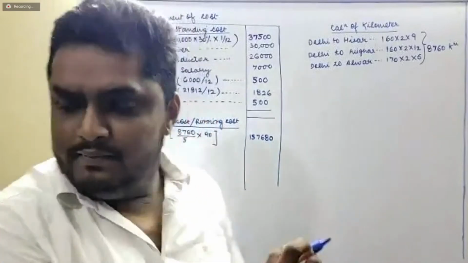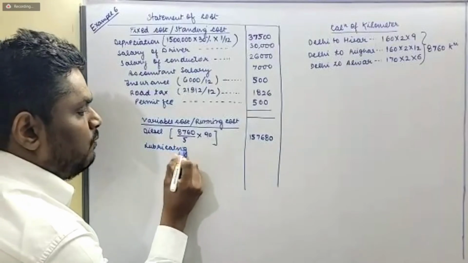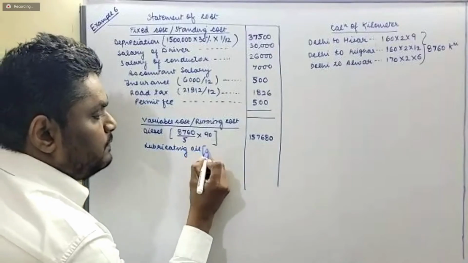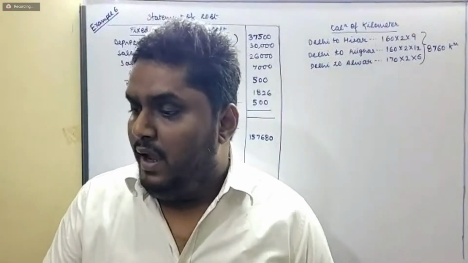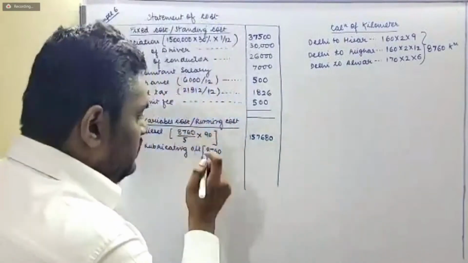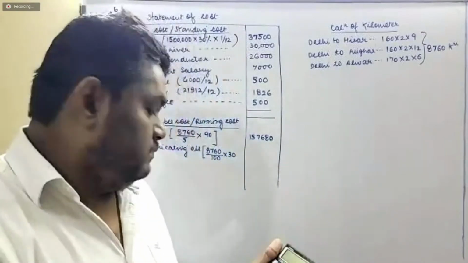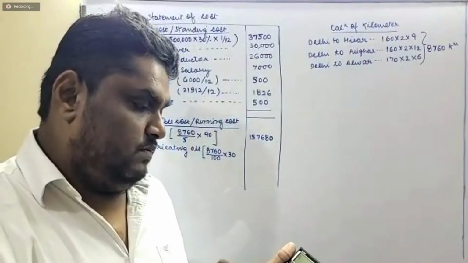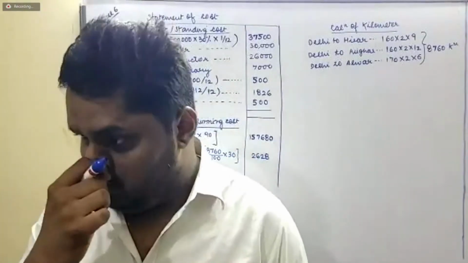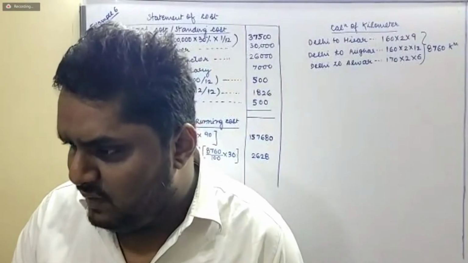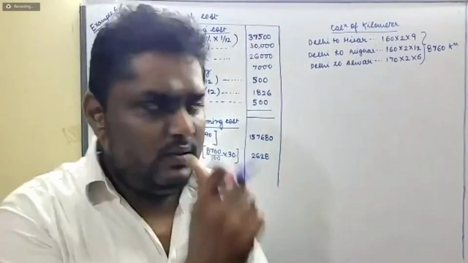Similarly, lubricating oil. 8760 is the total distance traveled and it costs rupees 30 per 100 kilometers. So divided by 100 into 30. So this is 2628. So we are done with diesel. We are done with lubricating oil. Now the only part left out is the repairs and maintenance cost.